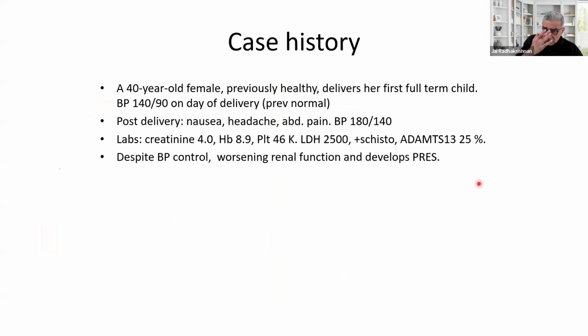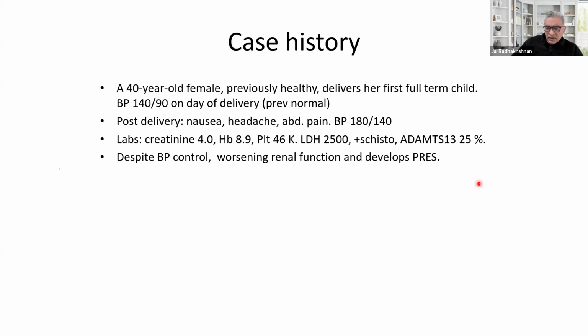Okay, so we'll start with a case just to put everything in perspective. This is a woman I'd seen many years ago. At that time, she was 40 and had her first child, and was completely healthy prior to this. And on the day of delivery, her blood pressure shot up from 110 to 140. And then post-delivery, she began to experience nausea, headache, severe abdominal pain, and her blood pressure went all the way up to the 180s. And the lab showed elevated creatinine, which was completely normal before.